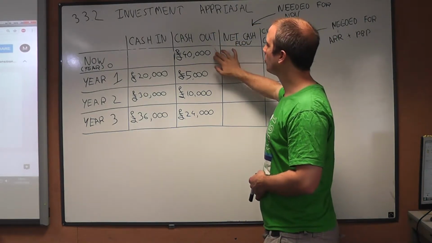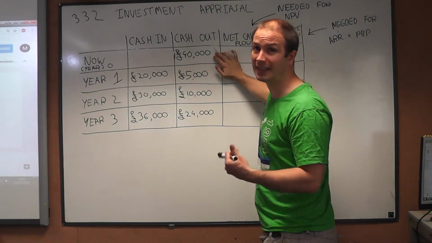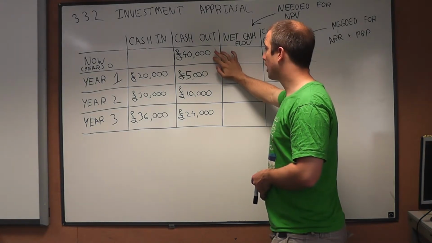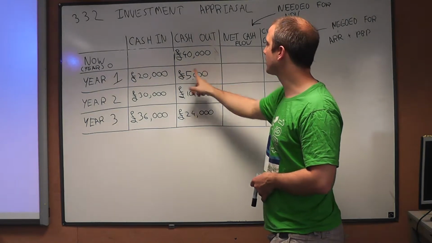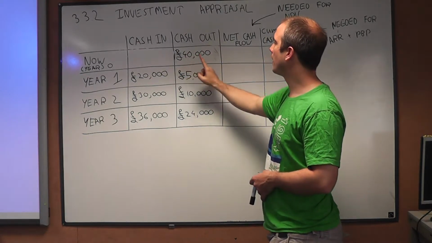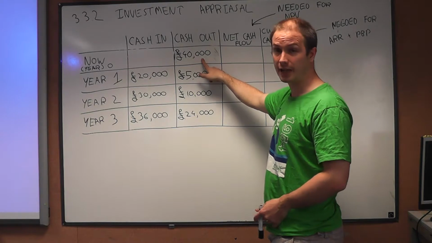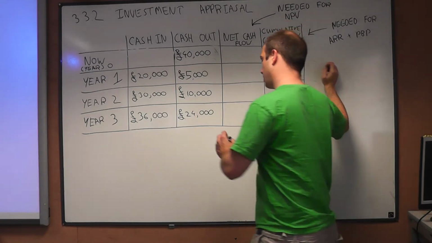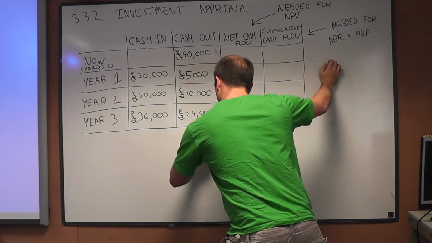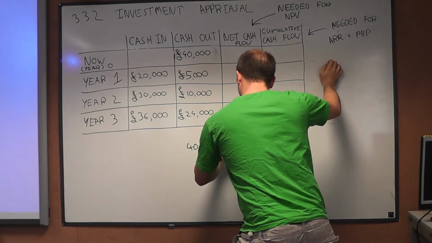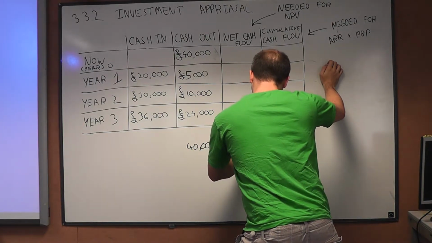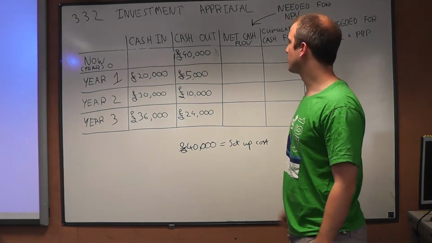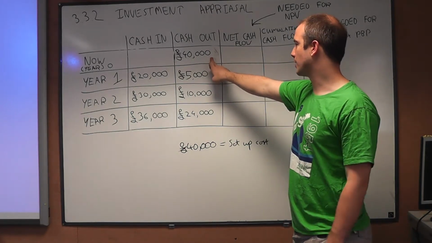And then our second column, we've got the cash out, which is all of the money leaving the business as a result of the project. Now, in this case, for year zero, we've got a cash out of £40,000. The reason for that is £40,000 is the cost of the machine. £40,000 equals setup costs. So that's the business buying the machine. £40,000 has been spent.